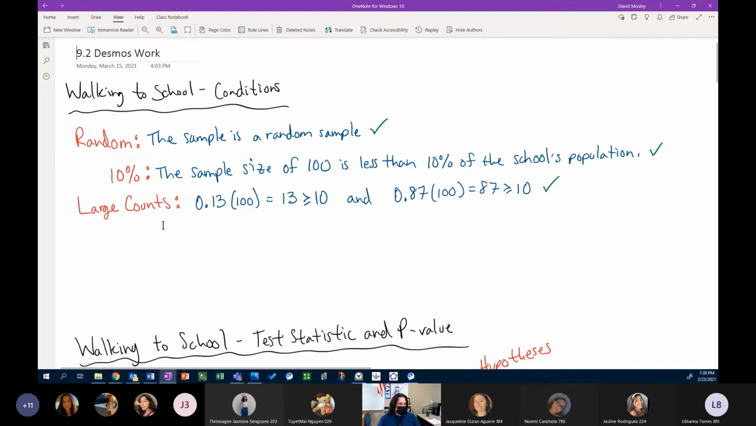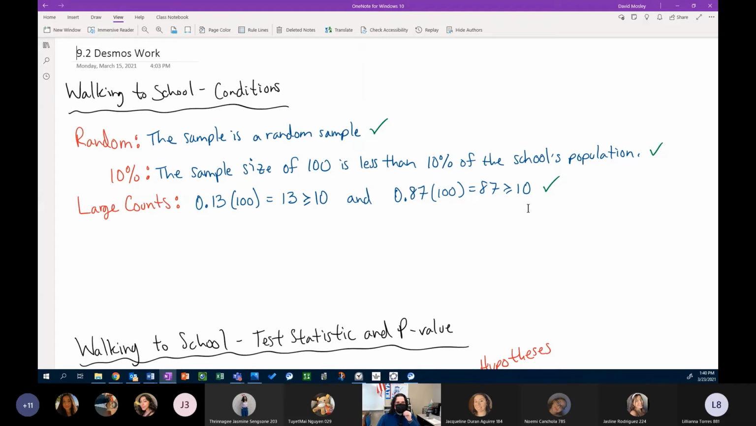And lastly, the large counts condition. 13% of 100 is 13, which is greater than or equal to 10. And 87% of 100, which is the rest of the sample size, is 87, which is greater than or equal to 10. Since the number of successes and the number of failures are both greater than 10, large counts is met, we are good to proceed. Right?